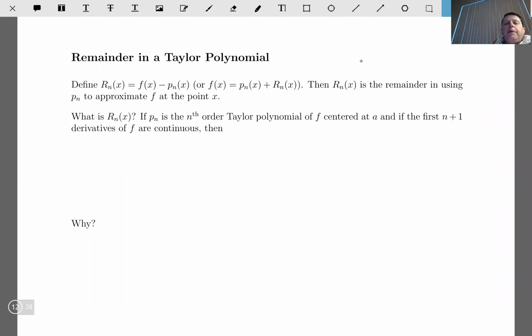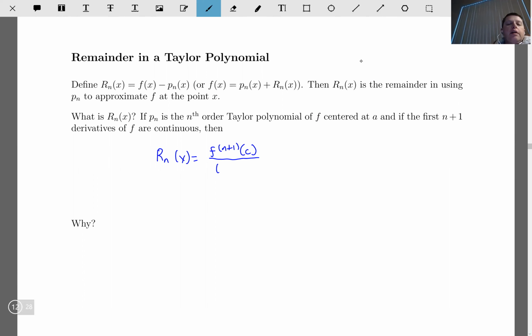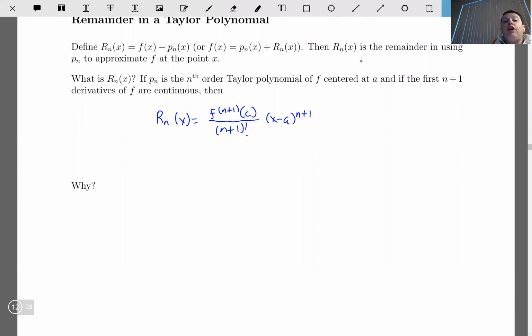If Pn is the nth order Taylor polynomial centered at a, and if the first n plus 1 derivatives are continuous, then the remainder is the n plus first derivative evaluated at a point c, over n plus 1 factorial, times x minus a to the n plus 1, where c is something we don't know. But what we do know is that it's between x and a.